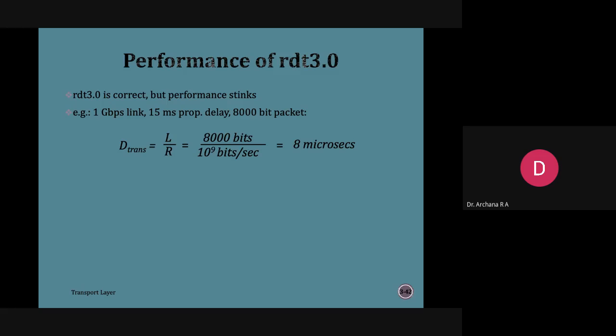Okay, so now the time needed to transmit the packet on the 1 Gbps link is given by 8 microseconds. Micro in the sense of 10 to the power of minus 6, so 8 into 10 to the power minus 6 seconds, or we can also call it 8 microseconds.